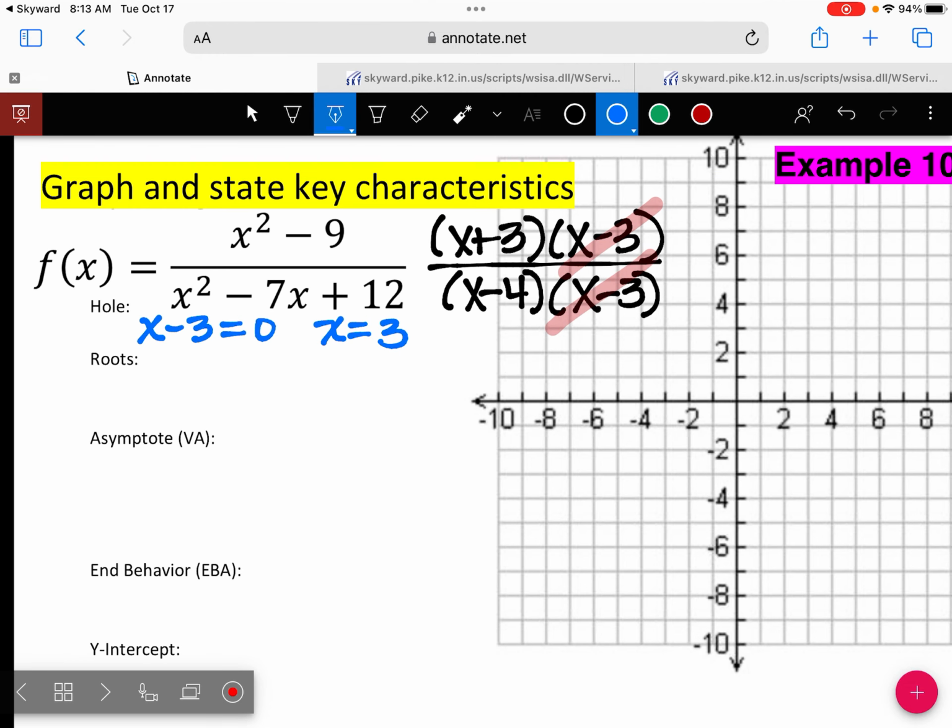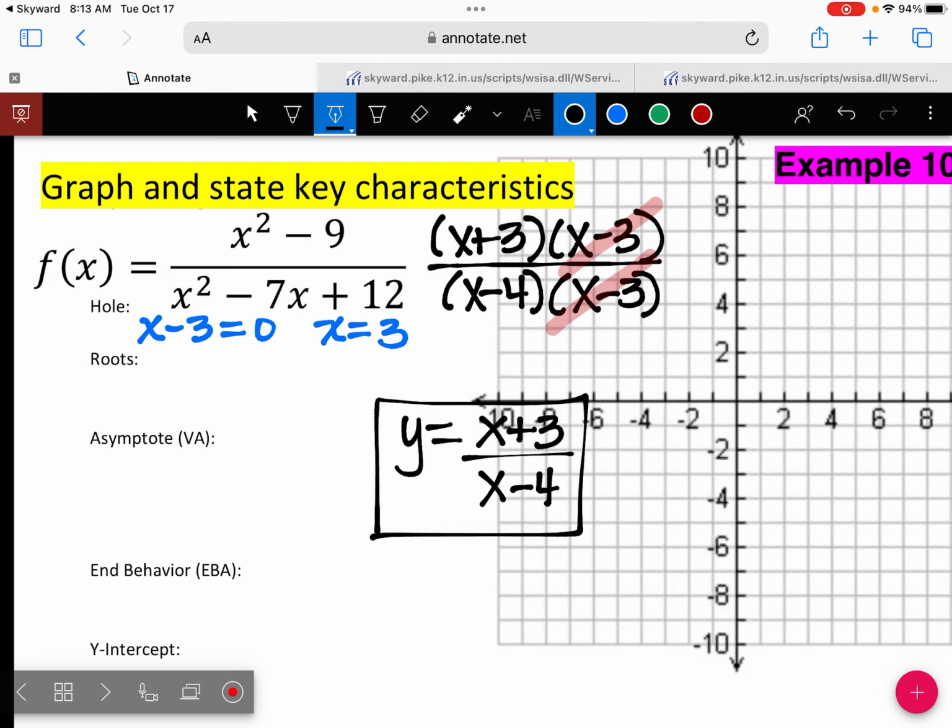So for the remainder of these questions, we're going to use y equals x plus 3 over x minus 4. I'm using the function that I got after I canceled it out.